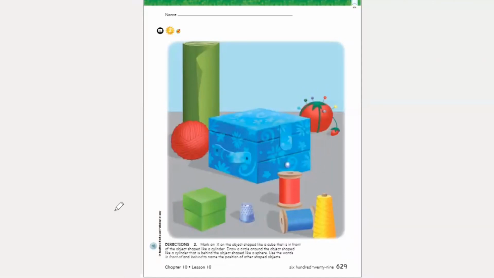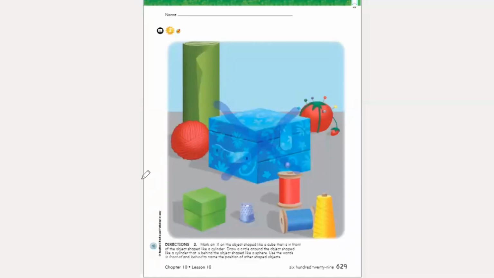Let's put an X on the cube that is in front of the cylinder. Which cube is in front of the cylinder? Is this cube in front of a cylinder? Is this cube in front of a cylinder? Yeah, this cube is in front of this cylinder.